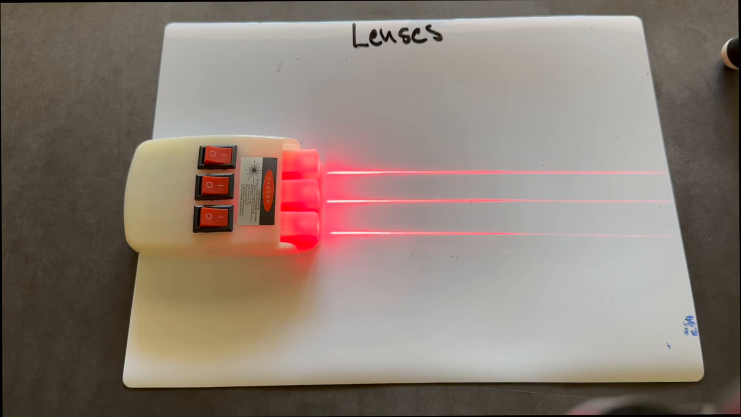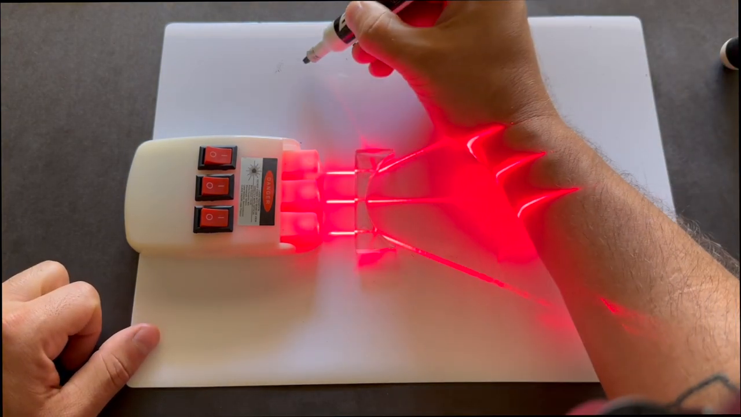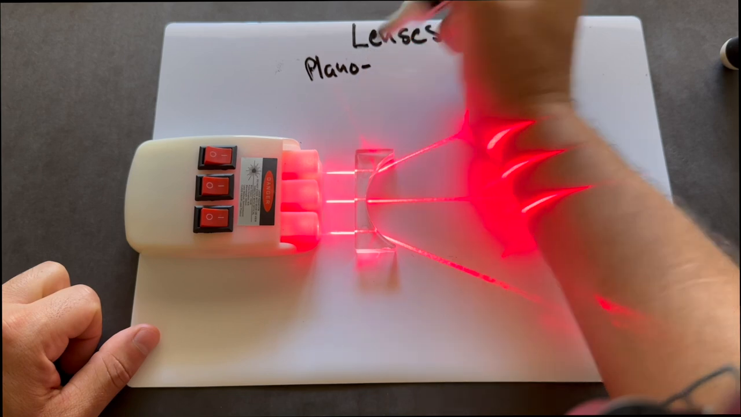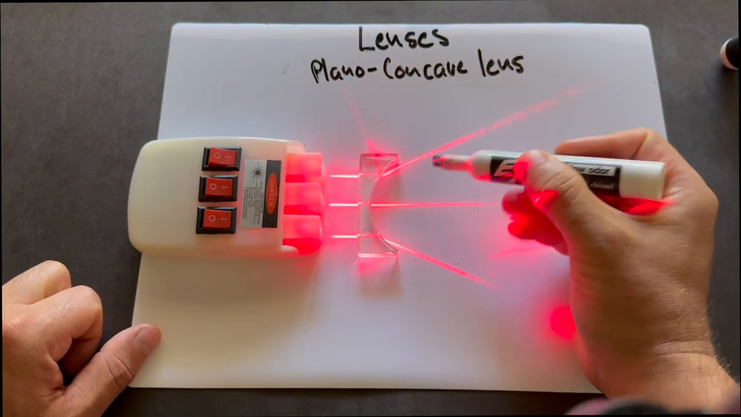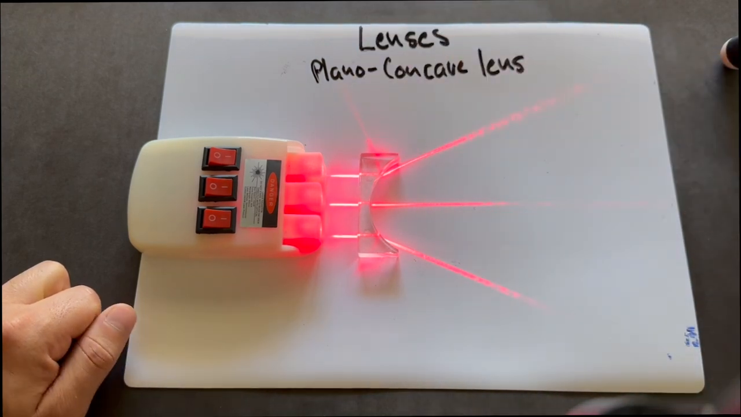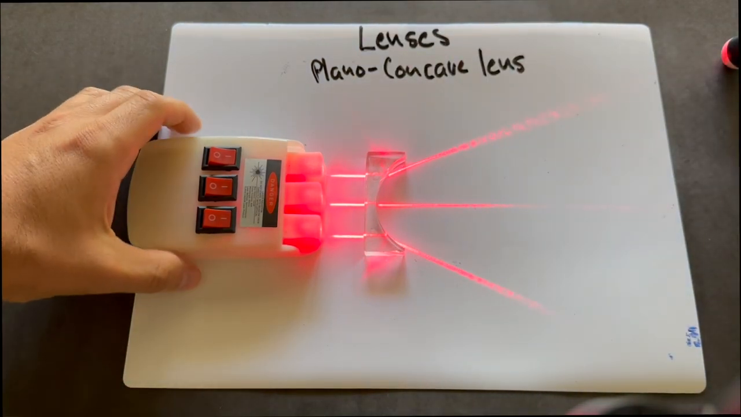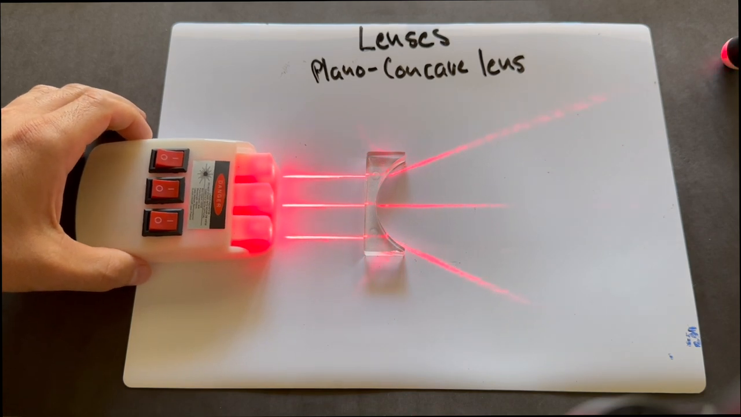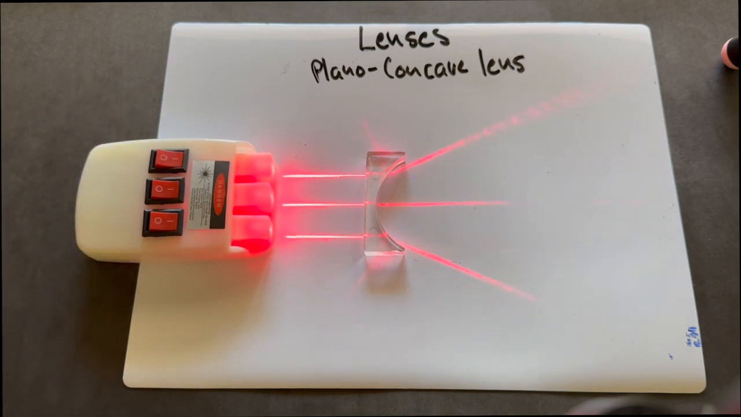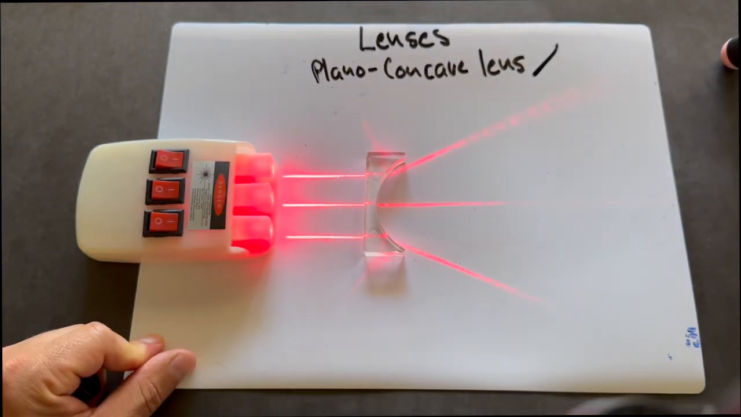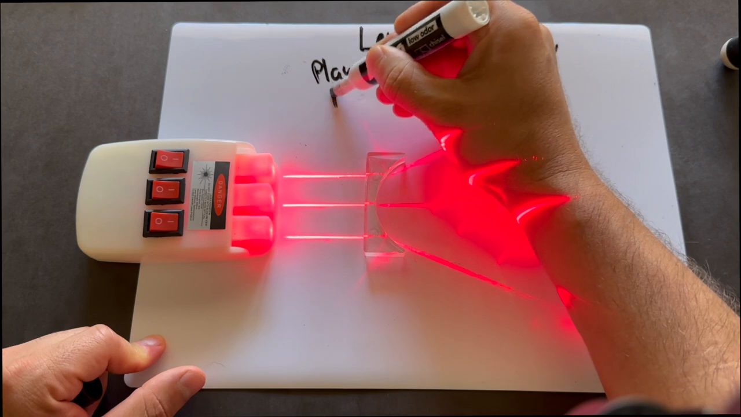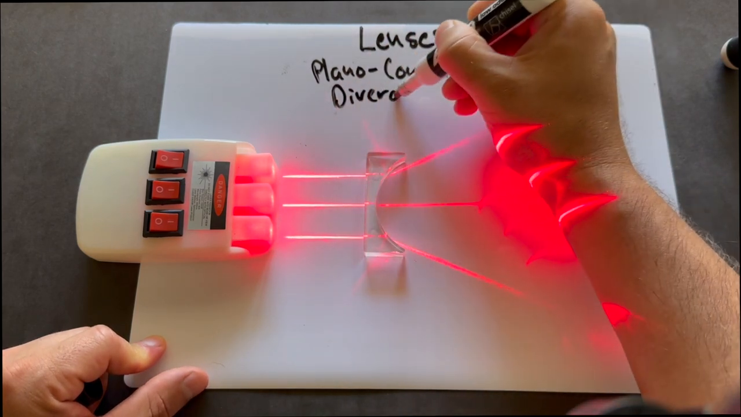Now let's bring another lens into the mix, and this is called a plano concave lens. Again, one of the sides is a plane and the other is a concave shape, thus the name. So how do we measure the focal point of this one, right? Because this is really not focusing anything. It's taking that incident light and it's actually spreading it out. And for that very reason, this lens is also called a diverging lens.